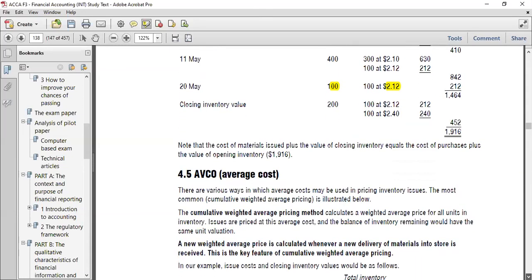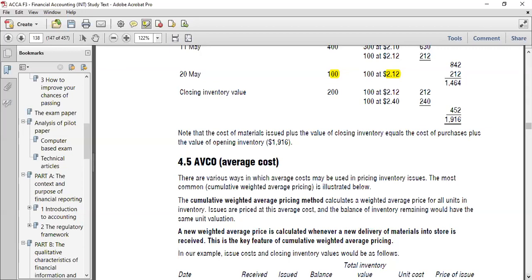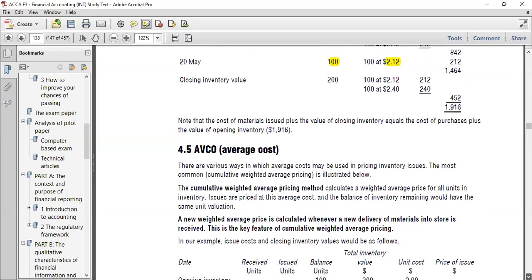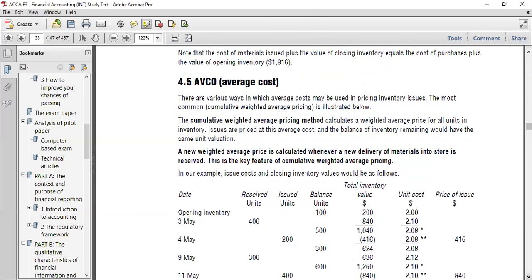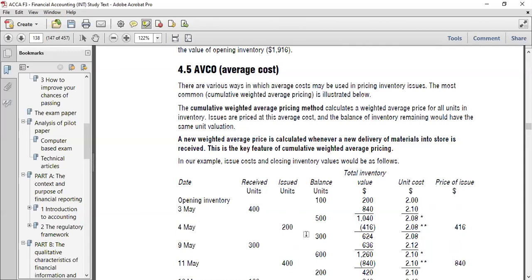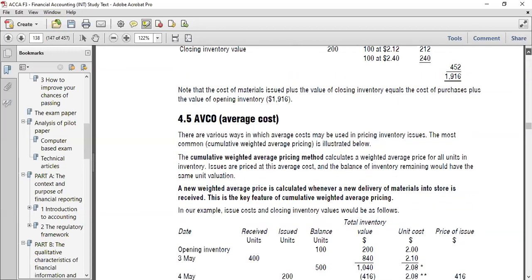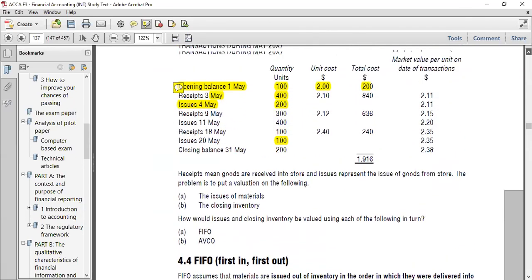Now we just want to see how that works when it comes to AVCO. With AVCO, we do what we call the average cost. The word AVCO comes from average cost, so we basically get the average. We call it the cumulative weighted average pricing method. Now we are going to see how that plays out. We have our statement here. This information is also coming from the summary they gave us at the start of the period.